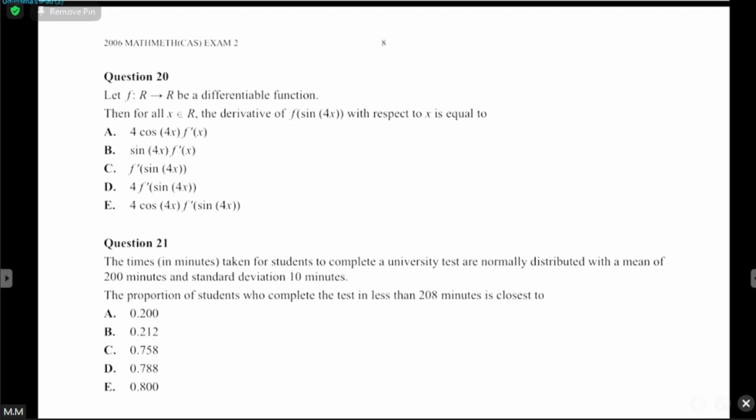Yeah, so here this is just chain rule. So you've got f dash of sine 4x times by the derivative of the inside function, which is 4 cos 4x. Here that is e.